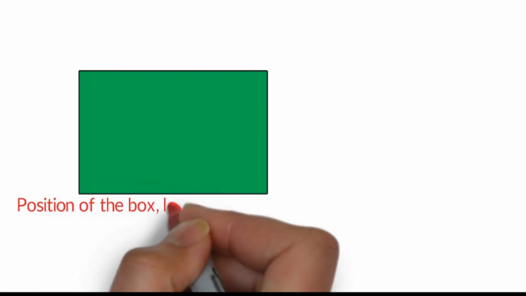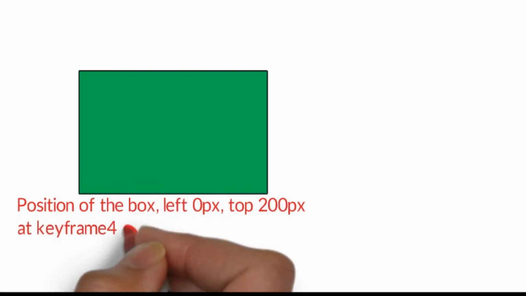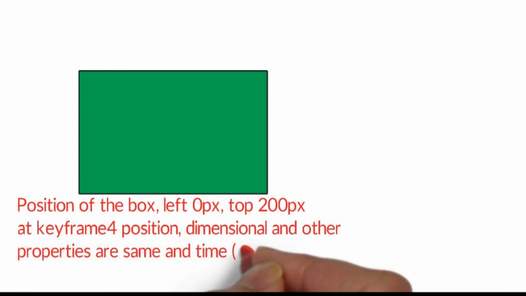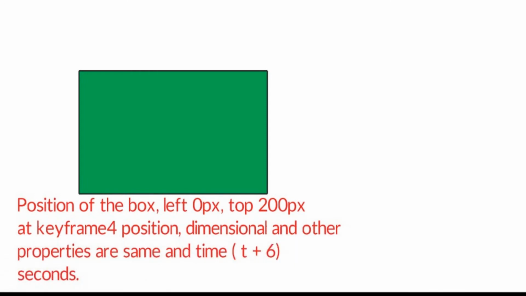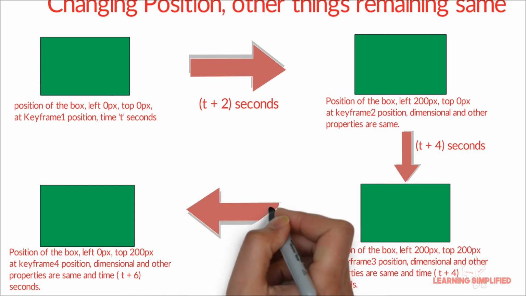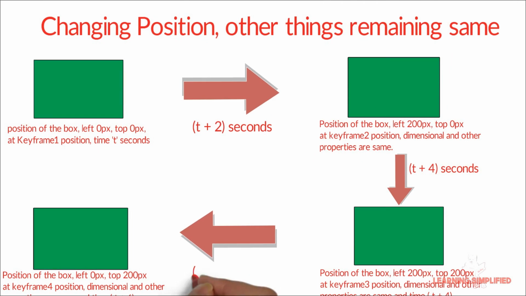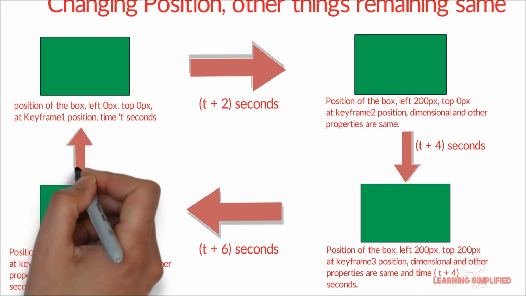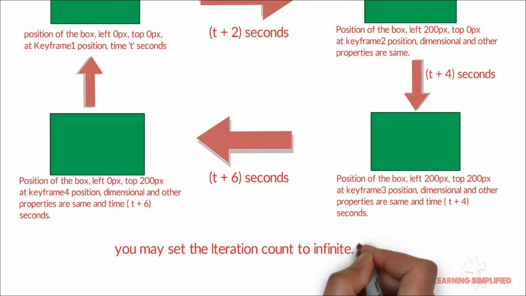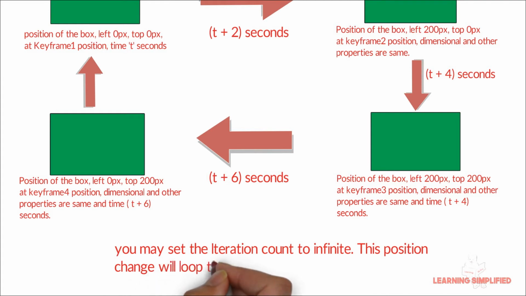And this is the position of the box after adding 2 more seconds, that means t plus 6 seconds after, the position of the box will be left 0 pixels and top 200 pixels at keyframe 4 position, and the time of animation being 6 seconds. Now if we set the iteration count to infinite, this position change will loop the process infinite times.